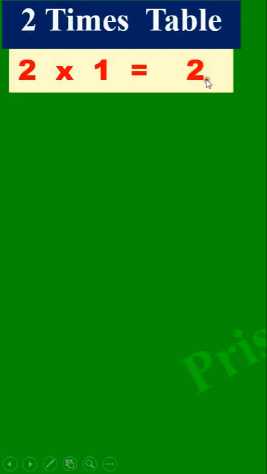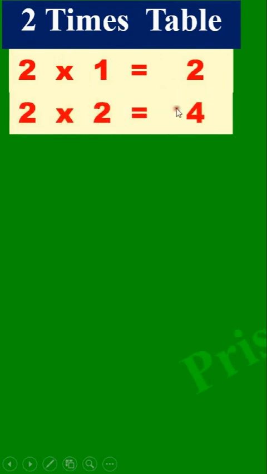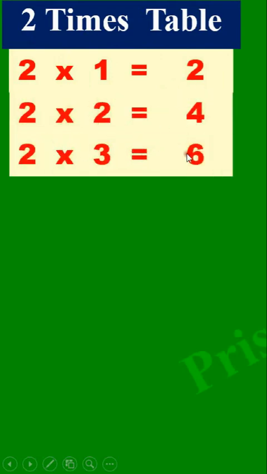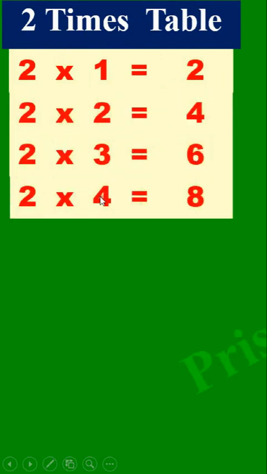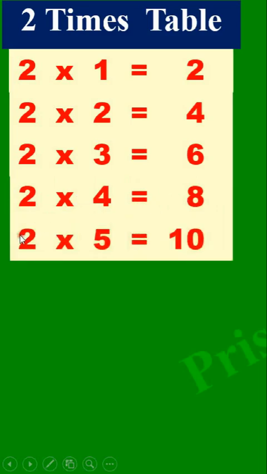2 times table. 2 times 1 is equal to 2. 2 times 2 is equal to 4. 2 times 3 is equal to 6. 2 times 4 is equal to 8. 2 times 5 is equal to 10.